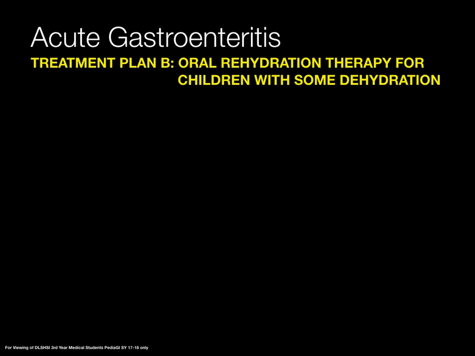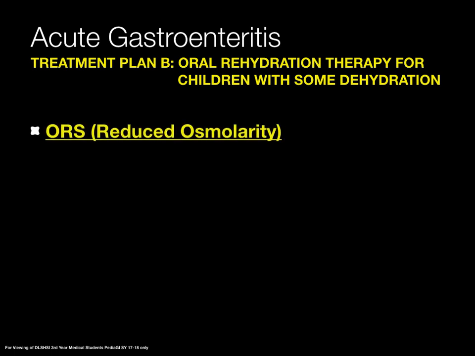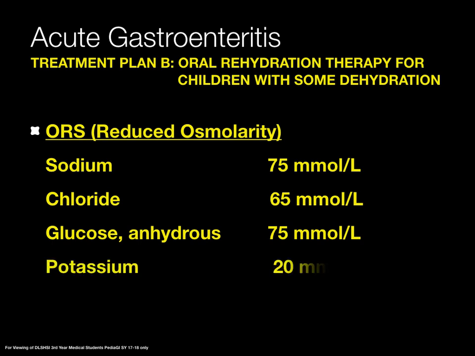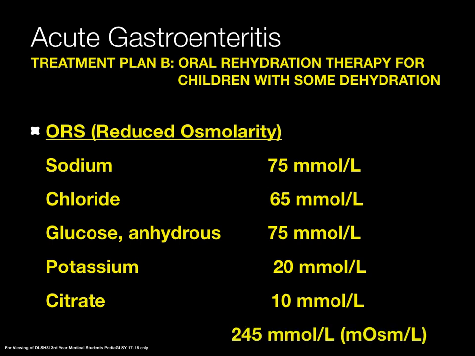For treatment plan B, use ORS reduced osmolarity with sodium content at 75 millimoles per liter, chloride at 65 millimoles per liter, anhydrous glucose at 75 millimoles per liter, potassium at 20 millimoles per liter, and citrate at 10 millimoles per liter. That has a total osmolarity of 245 millimoles per liter. It used to be 90 millimoles of sodium and glucose until it was further revised.